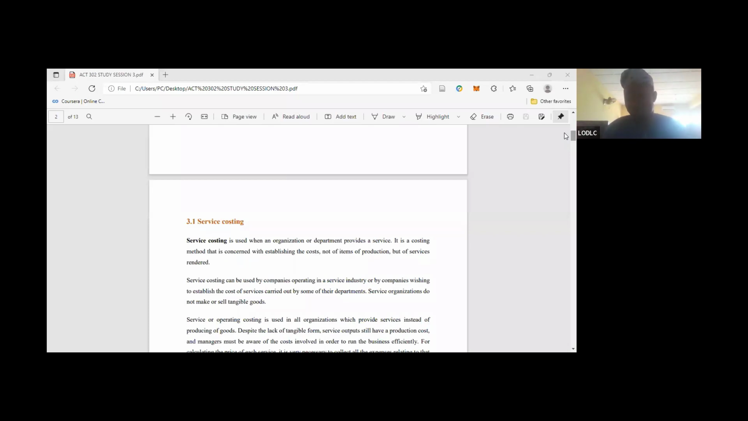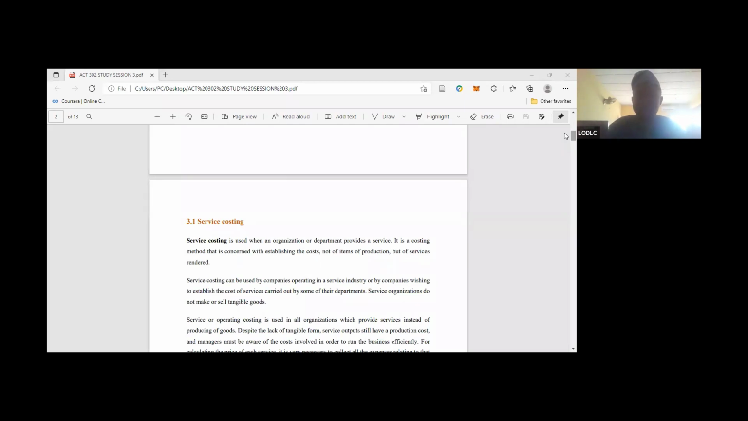Unlike a manufacturing company, what they provide is what? Is a product. So this is a costing method that is concerned with establishing the cost, not of items of production, but of services rendered. So the services that you render as a sector or as an industry is what we are interested in as an accountant. Service cost can be used by a company operating in a service industry or by a company wishing to establish the cost of services carried out by some of their departments.